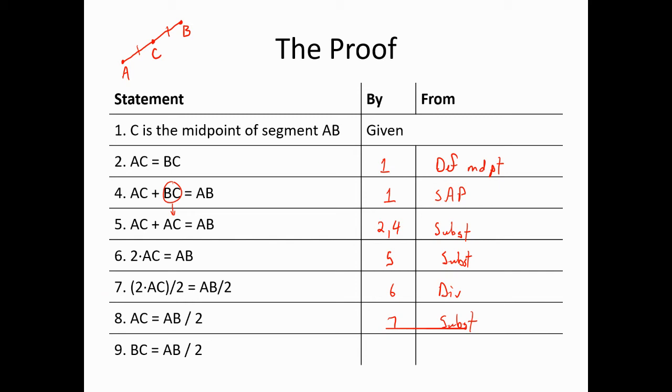And then let's see. Oh, okay, so we have AC is AB over 2, which is part of what we wanted to prove. But then we also say on line number 9 that BC is AB over 2. Now we could go through this whole process again of segment addition and substitution and so on. But do notice that on line number 2 we know that AC is equal to BC. So whatever is true of AC is also true of BC. So if AC is AB over 2, then BC is AB over 2. So what we did is we took lines 2 and 8 and we applied to that substitution, which in this case could also be called transitivity.